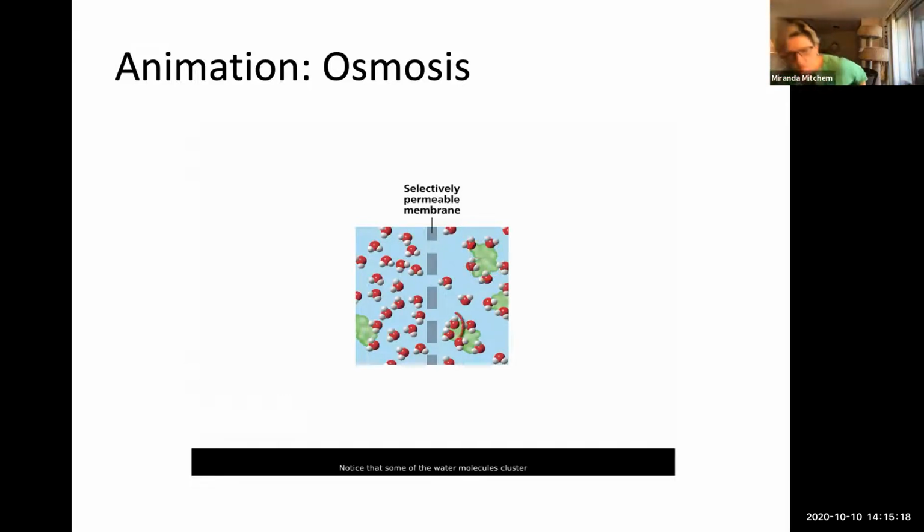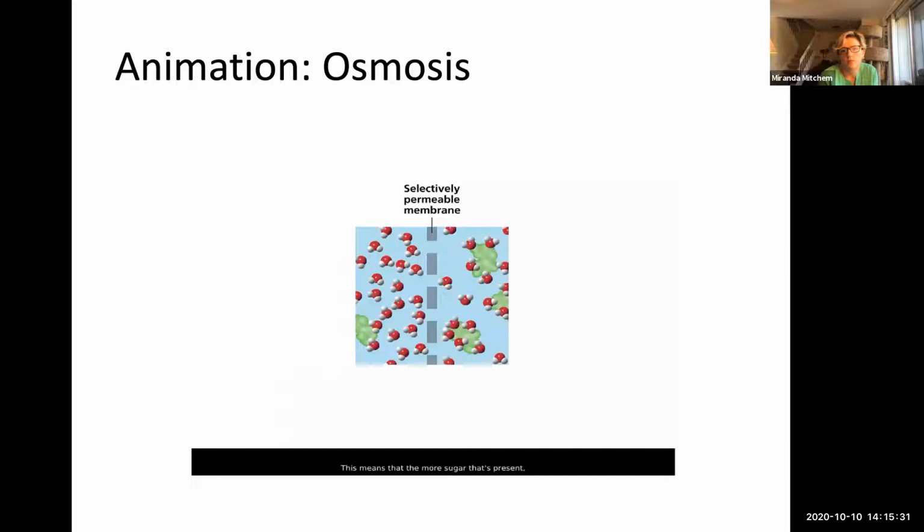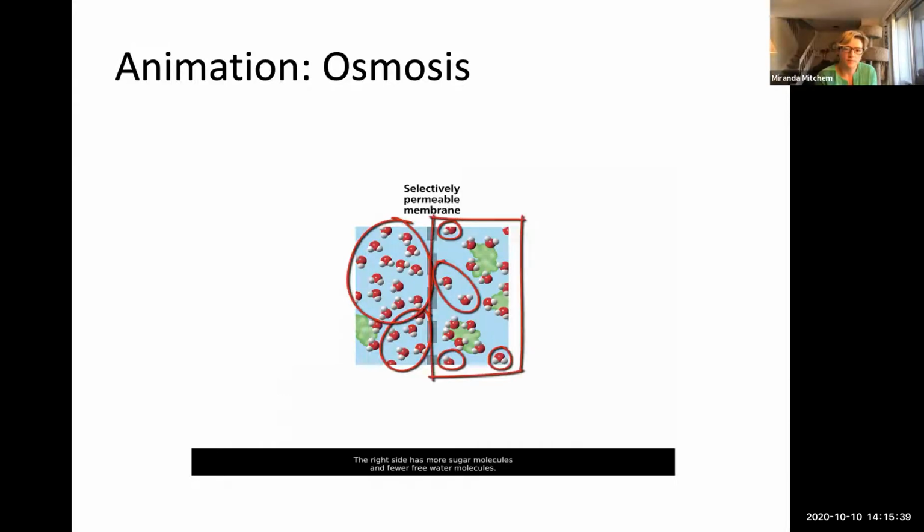Notice that some of the water molecules cluster around the hydrophilic, or water-loving, sugar molecules. These water molecules don't move around freely in the solution. This means that the more sugar that's present, the fewer free water molecules there are to move around and diffuse. The right side has more sugar molecules and fewer free water molecules. The left side has fewer sugar molecules and more free water molecules.